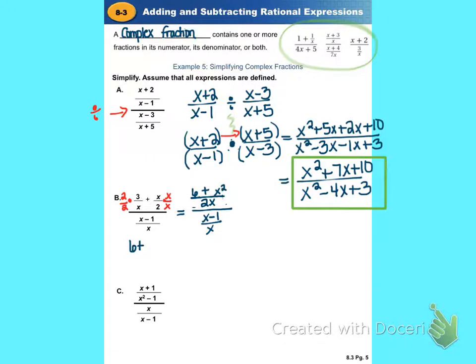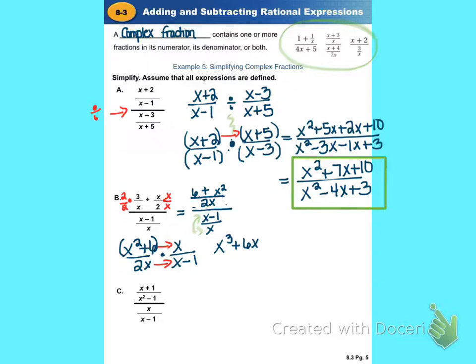I actually like to switch that around and put the leading term first. So I'm going to put x squared plus 6 over 2x. And then I'm going to change it to multiplication of the reciprocal of this denominator. So I'm going to flip that over and make it x over x minus 1 so that I can change it to multiplication. And now all I have to do is multiply tops and bottoms. When I multiply the top, I'm multiplying this whole quantity, x squared plus 6, by x. So that makes x cubed plus 6x.